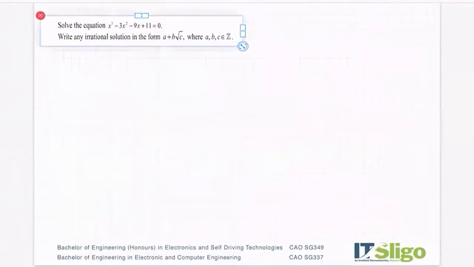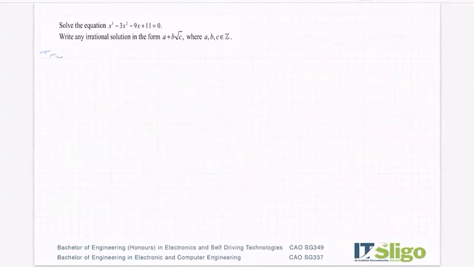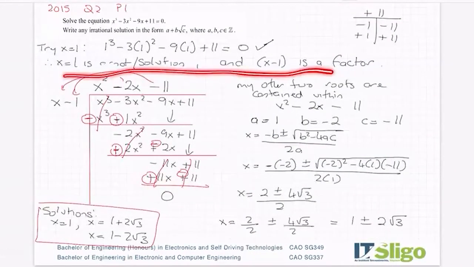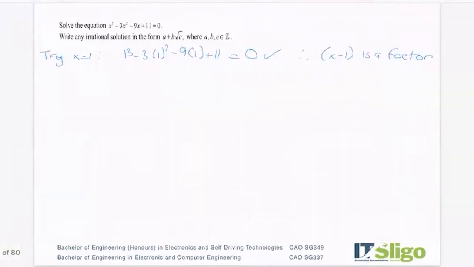Okay, so if I was to do this with equating the coefficients, I would still have to work out, try x is equal to 1: 1 cubed minus 3 times 1 squared minus 9 times 1 plus 11, and show that that was equal to zero, and therefore x minus 1 is a factor. So that bit didn't change. That was the start for the question. Okay, so equating the coefficients then, how does that work?